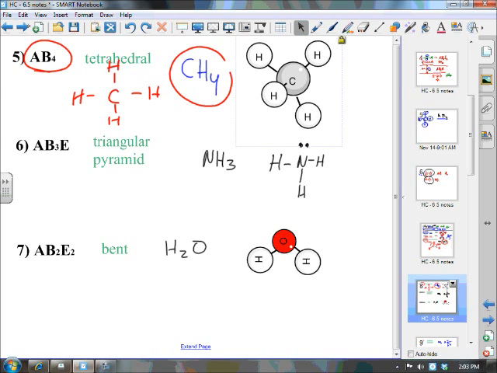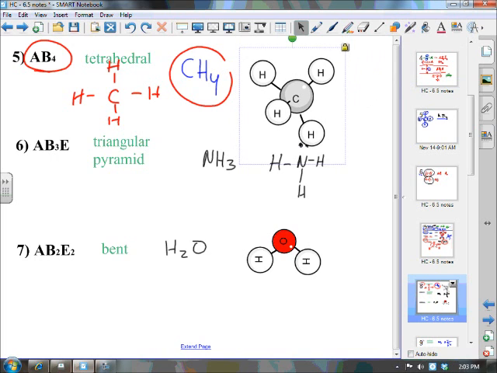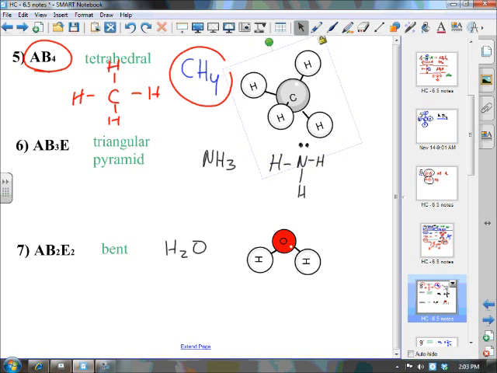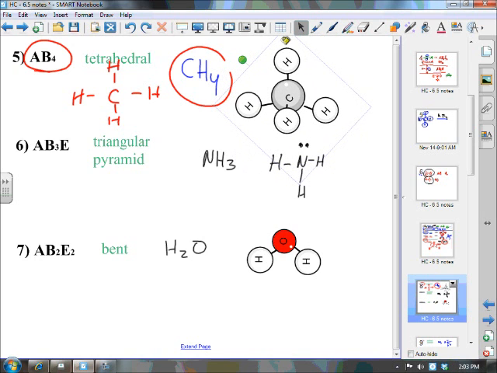We have this structure here where we can imagine that this can rotate. We have four atoms around the center, and it's not flat in one plane. You have all four atoms positioned in different places, equidistant apart.